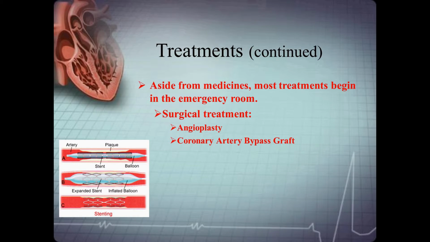During angioplasty, a thin flexible tube with a balloon on the end is threaded through a blood vessel to the blocked coronary artery. Then the balloon is inflated to push the plaque against the wall of the artery. This widens the inside of the artery, restoring blood flow. Also, a small mesh tube called a stent may be put in the artery to keep it open. Some stents are coated with medicine that helps prevent the artery from becoming blocked again.